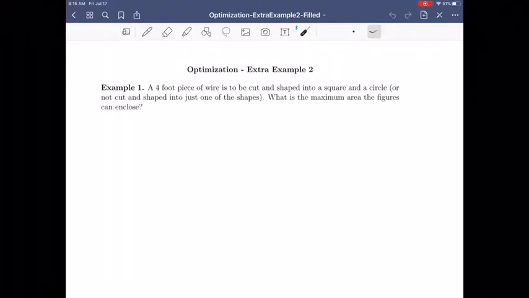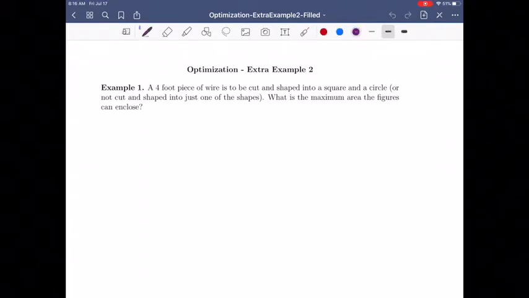In this video, we're going to do another example of optimization. So here we have a 4-foot piece of wire and we are going to cut it and shape one side into a square and one side into a circle. We also might not cut it and then just make one of the shapes. And we want to know what's the maximum area that the figures can enclose, so either a single figure or the joint of two figures.